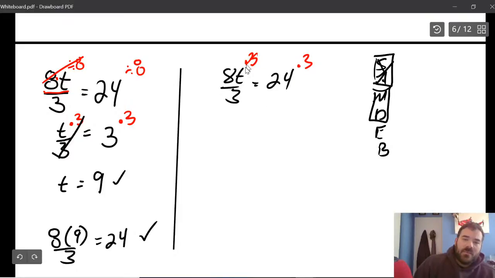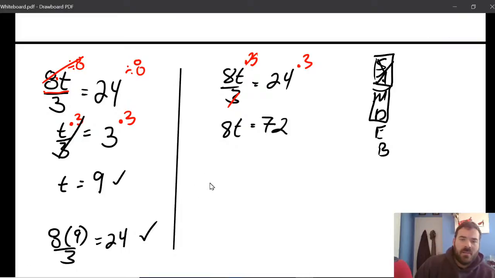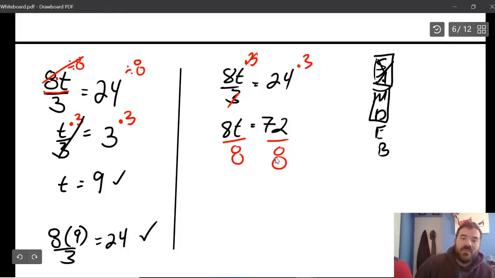So I end up with the 3's canceling out. I end up with 8t on the left side, so 8t on this side is equal to 72 on this side. And my last step, this is t times 8, so I want to get rid of that 8. The opposite of multiplying by 8 is dividing by 8. And whatever I do to one side, I do to the other side. And I end up with t, which is equal to 72 divided by 8, which is 9.